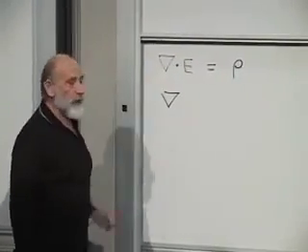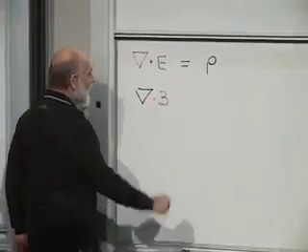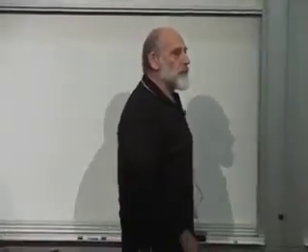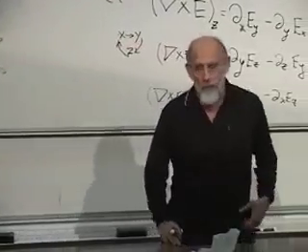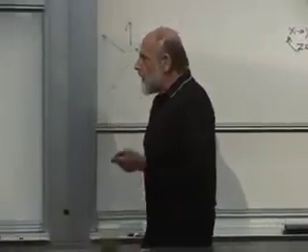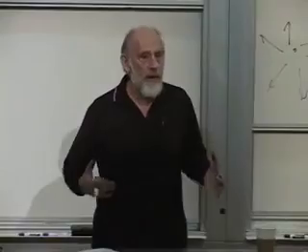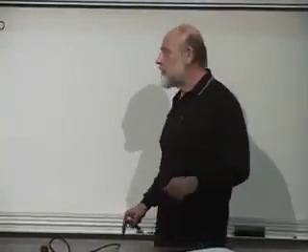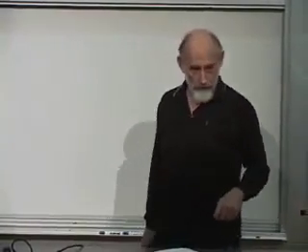The corresponding equation for the magnetic field is del dot B, and what you might think you should put on the right-hand side is some density of magnetic charge. Well, what does magnetic charge mean? It would mean a little particle which we call a magnetic monopole. A magnetic monopole would be a particle that the magnetic field lines would radiate out of.